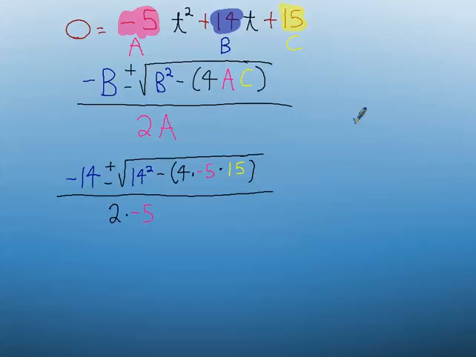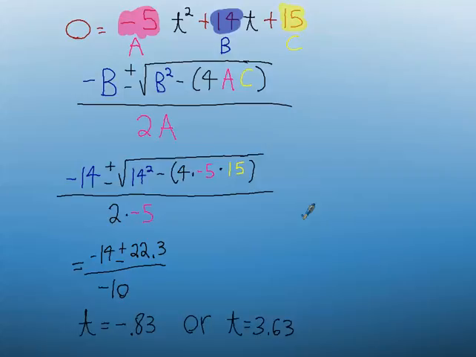So after throwing all the values in, I get this, and then simplifying, I get this. Now be careful over here because there's a negative outside of the parentheses, and there's also a negative on the 5, so those end up getting added. If you ever get a negative number in the square root, it means you made a mistake with your negatives somewhere, so go back to the original problem and check all your values. Anyway, solving for t, we get t equals either minus 0.83 or positive 3.63.